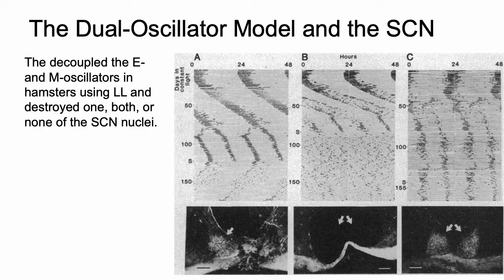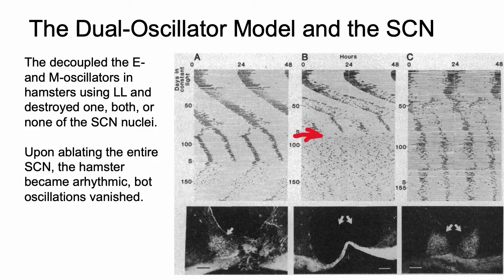Alternatively, a control, a sham, they would go through all the motions of the surgery itself, everything except for destroying the SCN. So they would anesthetize, they would cut into the brain, but they would stop short of actually destroying the SCN, to see if there were any effects of anesthesia or the surgery. And then a third possible manipulation was destroying only one of the suprachiasmatic nuclei. And so what did they find?